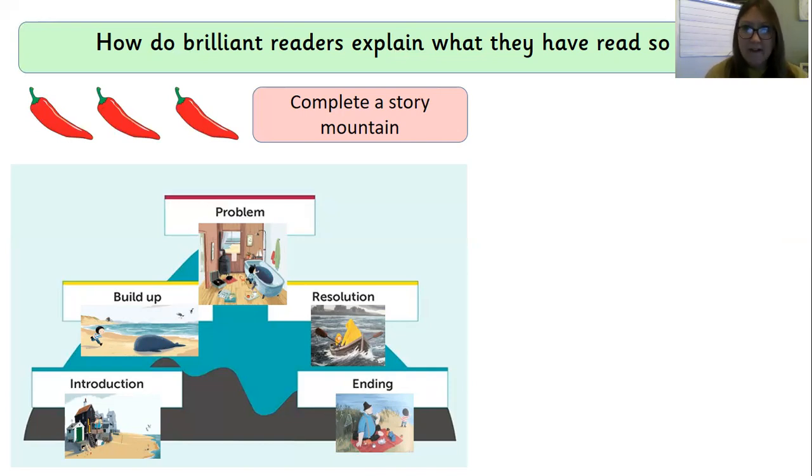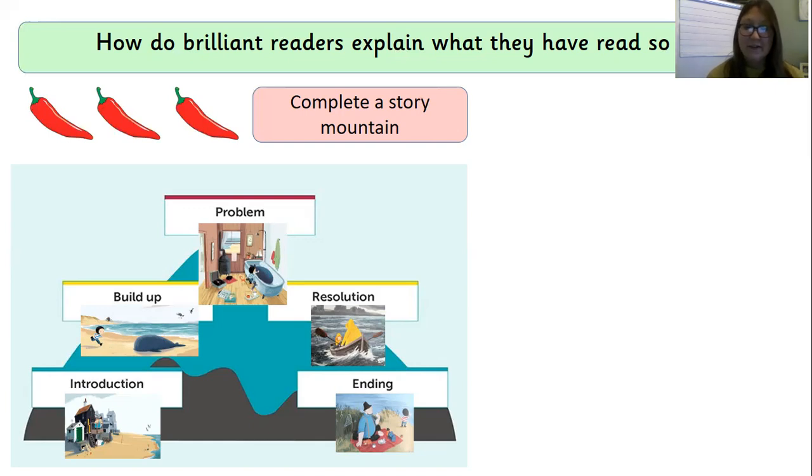For the build-up, I felt things started to get a bit exciting when he found the whale. There'd been the storm and he'd seen something in the distance. You may have just chosen that part. Then, for the problem, I chose when he was in the bath because he didn't know if Dad was going to come home. He didn't know what to do. The resolution was when Noi and his dad took the whale out to sea.